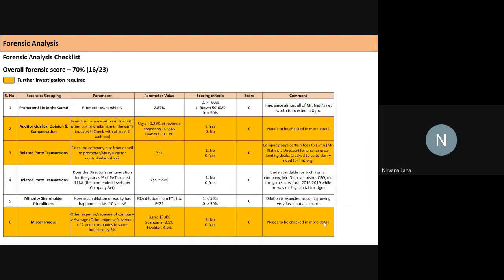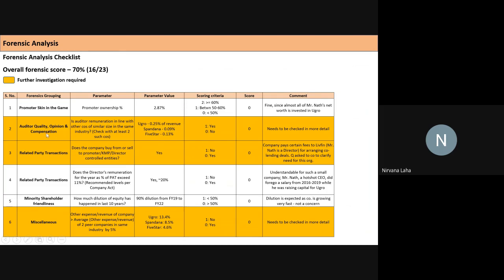So their overall forensic score stands at 70%. 16 out of 23 checks were clear. In six checks, there were some issues. So let's see them one by one. Promoter skin in the game: promoter ownership is very low, but like I explained, this is not a problem because his 100% net worth is in UGRO.